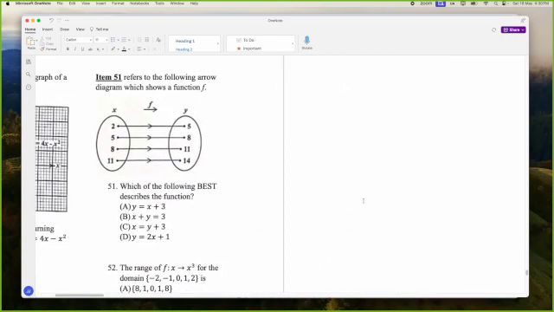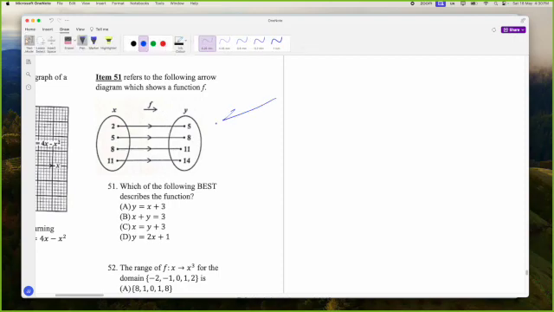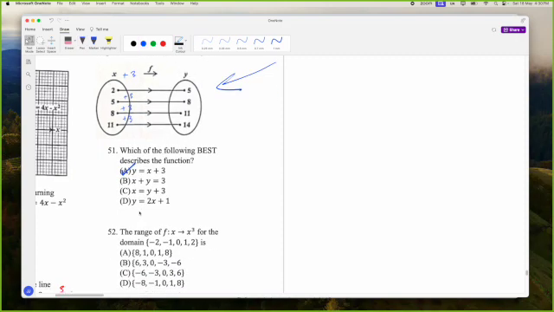51. Which of the following best describes this function over here? I see 2 maps onto 5. The only way I could go from 2 to 5 is if I take the x and I add 3. So that'll get me from 2 to 5. 5 to 8, yeah, 5 plus 3 is 8. 8 plus 3 is 11. 11 plus 3 is 14. So x plus 3 will give you y. So y is equal to x plus 3, righty.